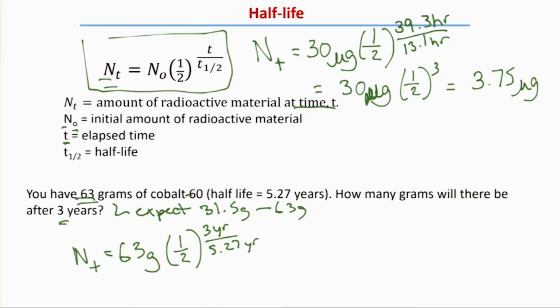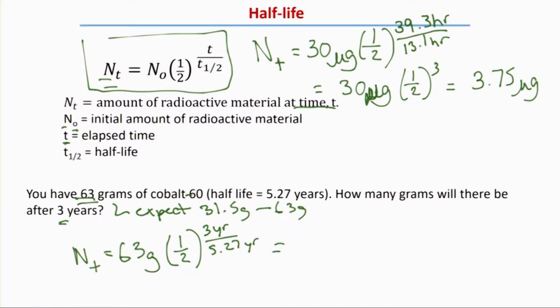When you're setting up this time over half-life, I do want to make sure you realize that you should make sure the units cancel out. In the previous example, the time and the half-life were both in hours. Here, they're both in years. It doesn't matter what unit of time they're in, as long as they're the same, so they would cancel out. All right, so plug this into your calculator.